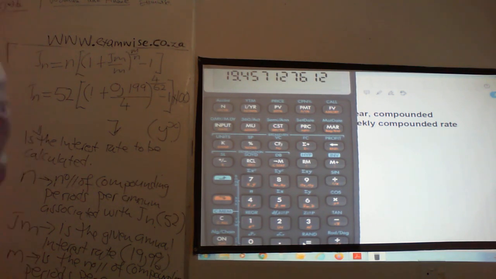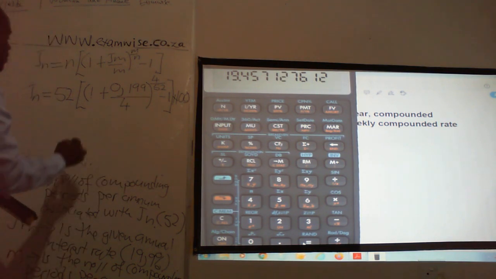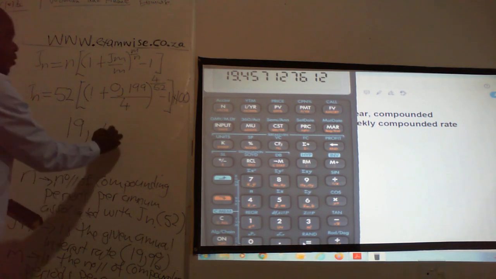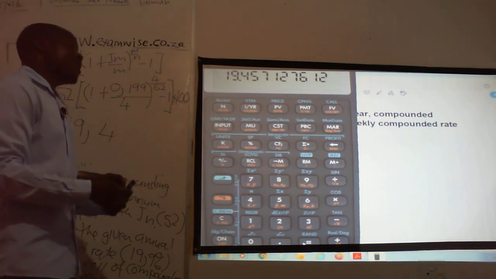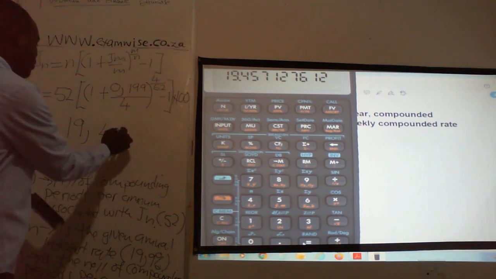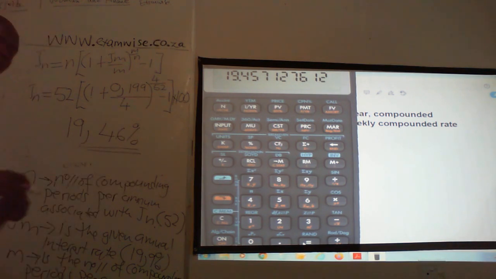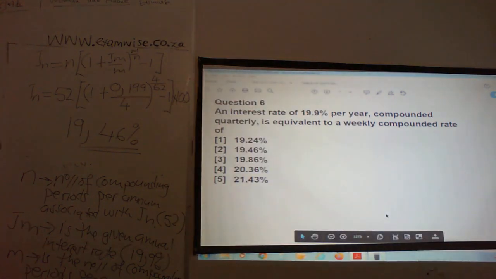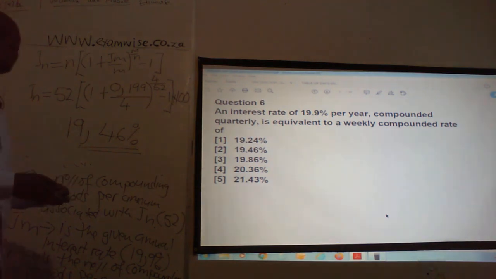So we have 19.45. To 2 decimal places we'll be having 19.4, and then we look at the 7. 7 is above 5, so 7 can change 5 to become 6. So it will be 19.46%. This will be our J_N, our weekly compounded rate. So that is how we do it. Our correct option would be option number 2.